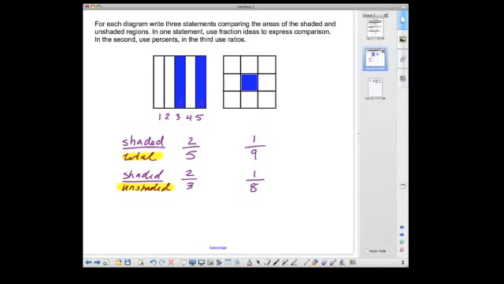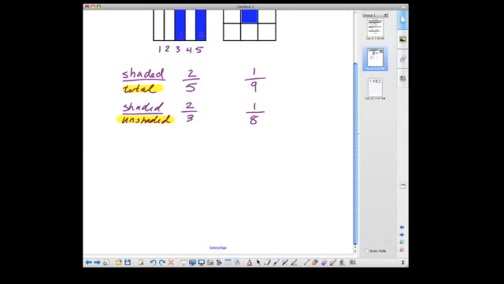When we move into percents, percents can be written from the fraction form, so 2/5 can be put into percent form by making a denominator that's equal to 100. We get from 5 to 100 by multiplying by 20, so we need to multiply our numerator by 20. 2 times 20 is 40, and that's what brings you to 40%.